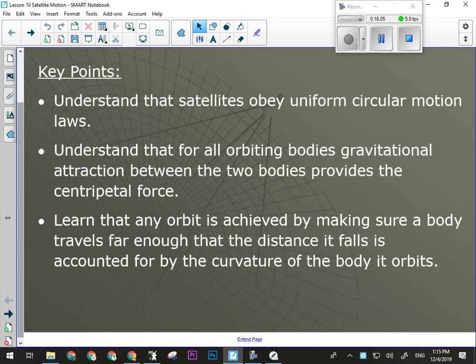The other thing we need to understand is that for all orbiting bodies, the gravitational attraction between the two bodies provides the centripetal force. In other words, always Fg equals Fc, but not this. Why not? Because that's Earth's gravity, and that only applies if I know what little g is, and little g is only 9.81 if I'm on the Earth's surface.